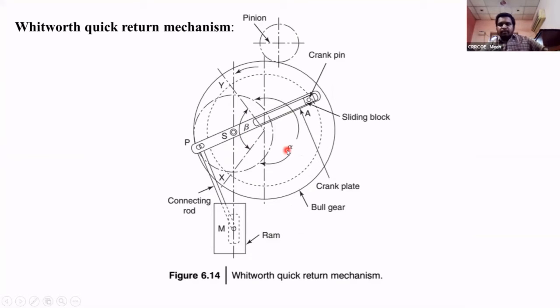That's why the return stroke is quick when compared with the cutting stroke, because the return stroke is the idle stroke. So we take less time for the return stroke. That is our advantage. In this way, the mechanism is converting the rotary motion into reciprocating motion of the ram.